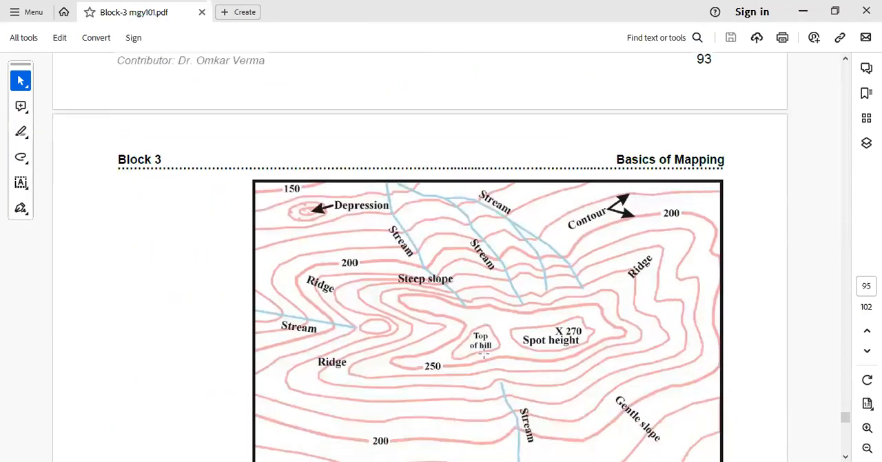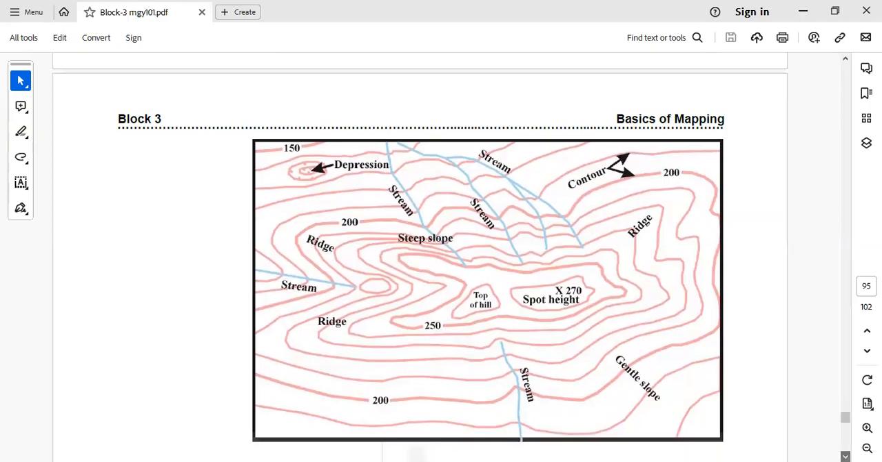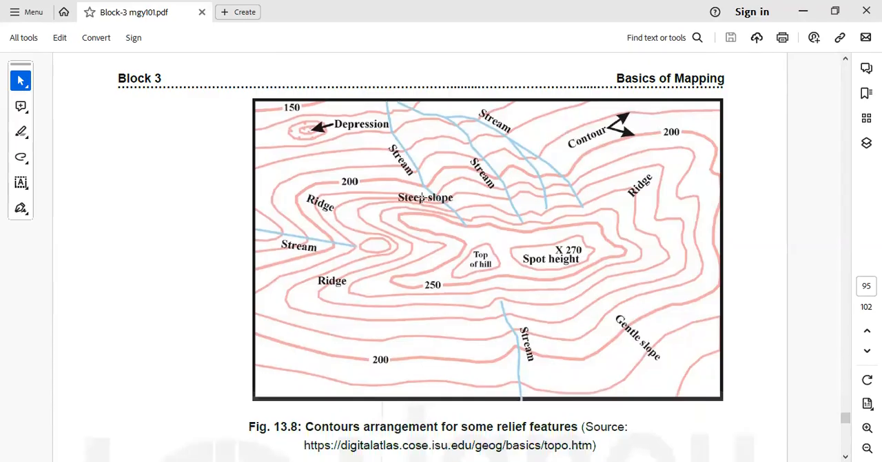Here in this figure, you can see this is the depression, and inside there are small lines or dots. These are known as hachures. So here, this arrangement shows the depression. Here, you can see ridge. This is the top of hill. Here x 270, it is the spot height. And these brown lines, they indicate the contours. Here the gentle slope, because the contours are widely spaced. And here you can see the steep slope because the contours are closely spaced.